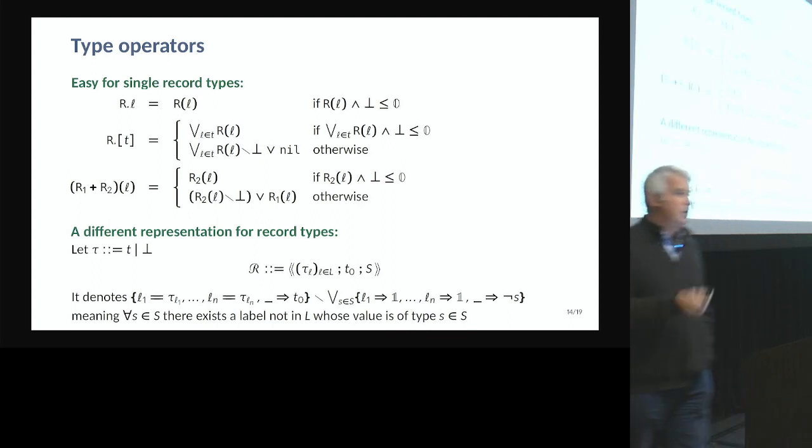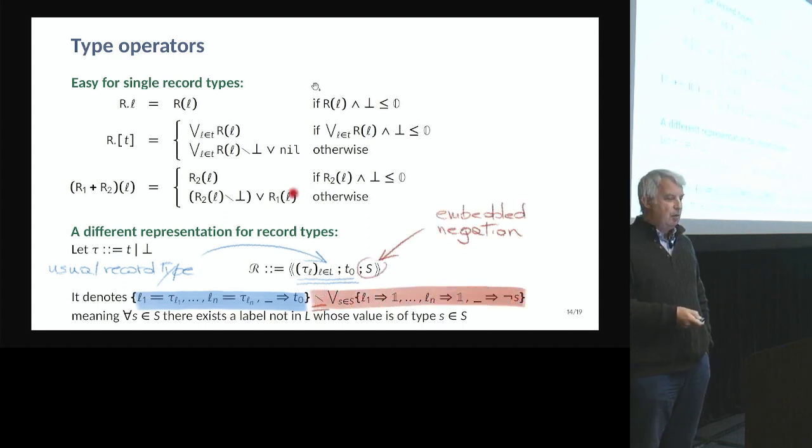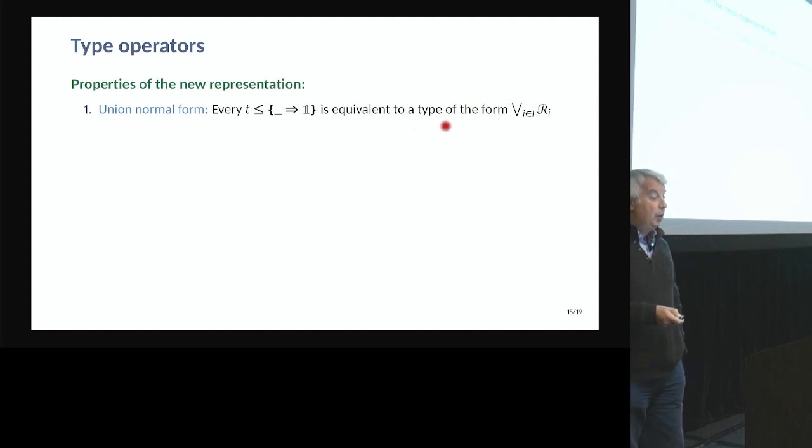The problem is how to do dot L when I have to do it on a disjunctive normal form of the records. And for doing that, the problem is the negation. So I embed the negation in my representation here. Again, I don't want you to read it, but just notice that this part is composed by a normal record part, these are the labels and this is the default value, plus a set of types that represent the negative part. And the property of this representation is that every type that is a subtype of the open record is equivalent to a union of these records.